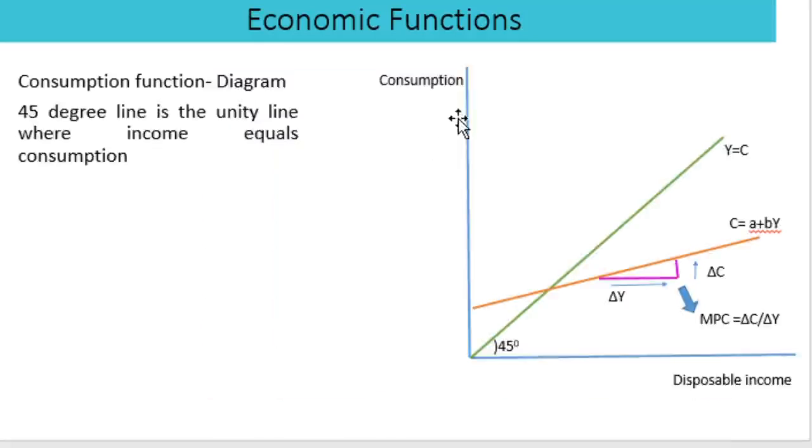A diagrammatic representation of the consumption function is given here, with disposable income on the x-axis and consumption on the y-axis. Income is an upward rising line starting from the origin, and the consumption function is given here, C equal to A plus BY. Consumption increases but less than the increase in income. The marginal propensity to consume is the change in consumption to change in income, delta C by delta Y.